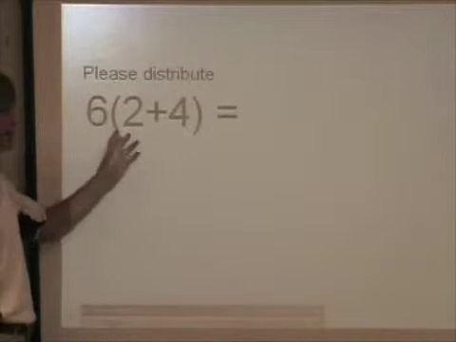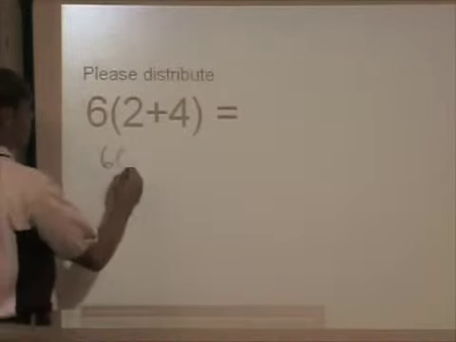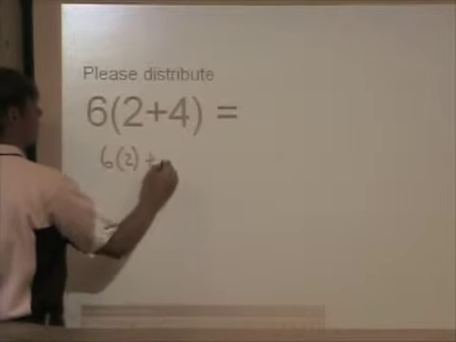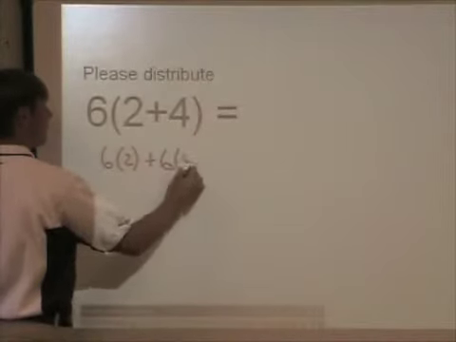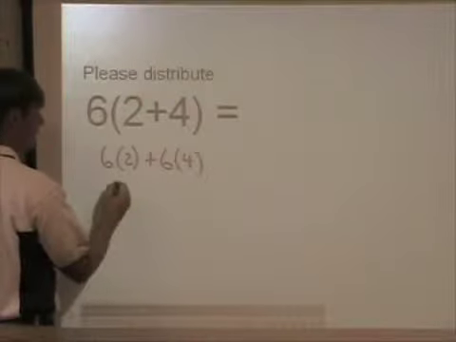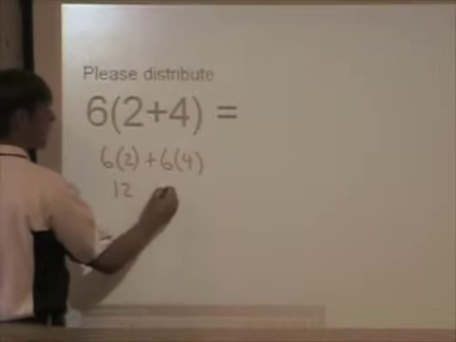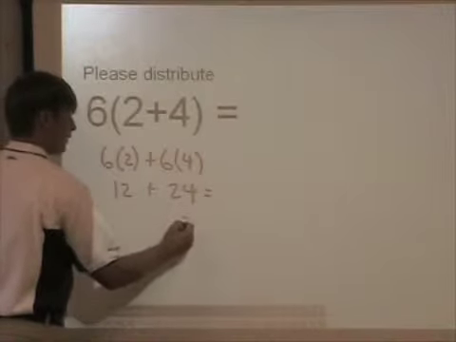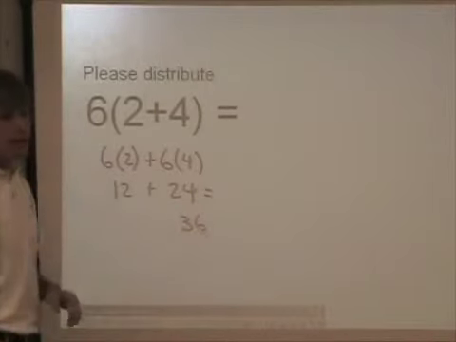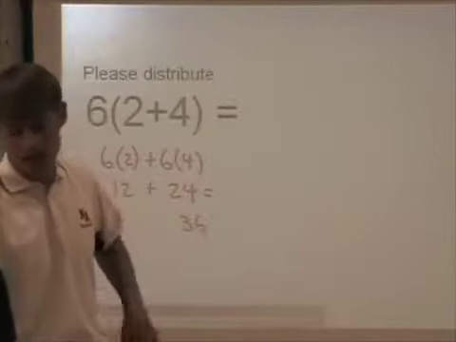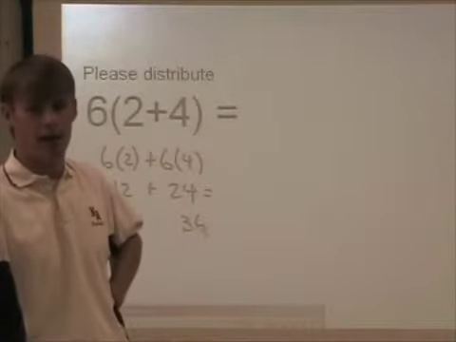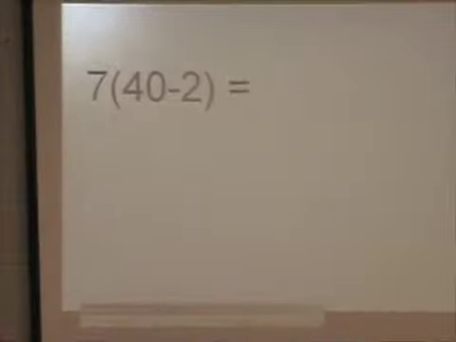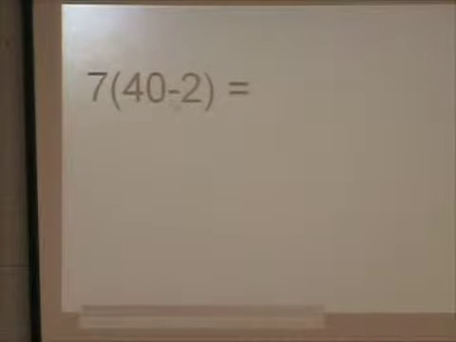Now, right here we do the same thing. 6 times 2 plus 6 times 4. 6 times 2 is? 12. And 6 times 4 is? 24. When I add them up, what do I get? 36. Okay, so it's important that you understand when you distribute, you multiply what's on the outside times everything that's on the inside.